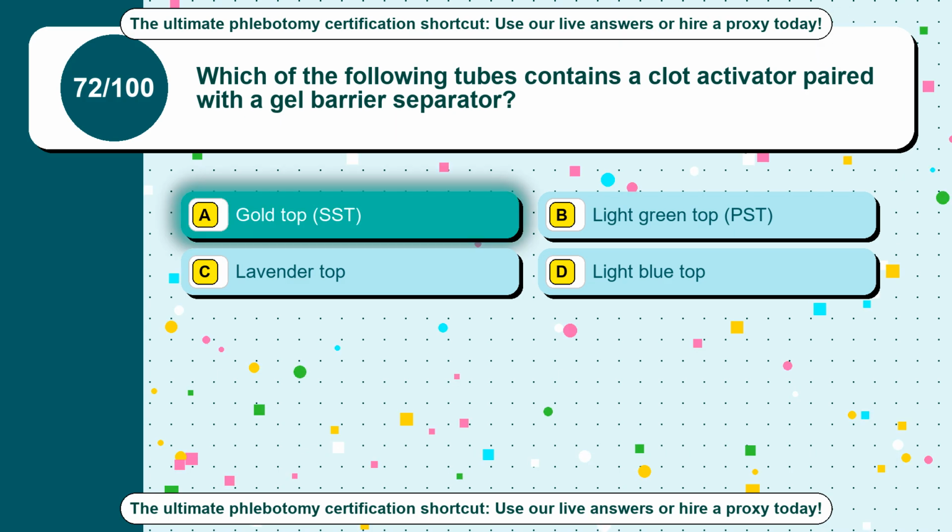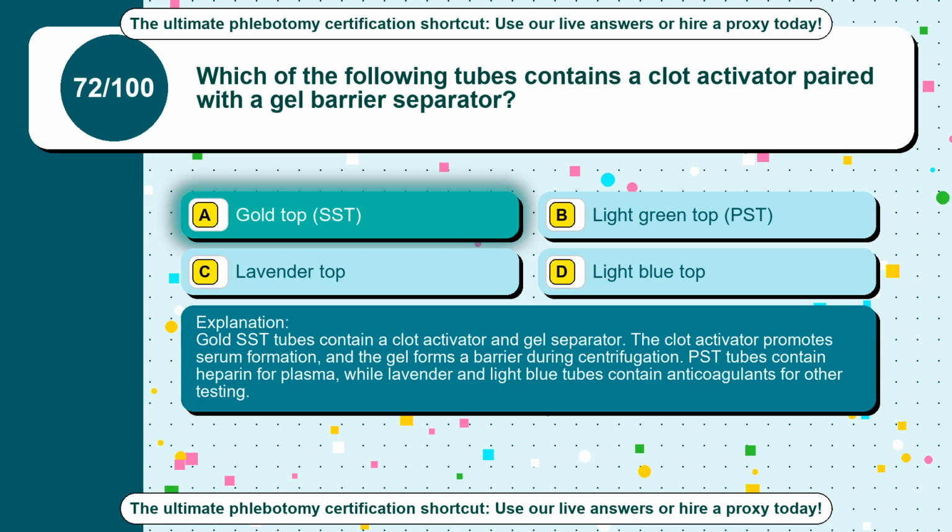Gold top, SSD. Gold SST tubes contain a clot activator and gel separator. The clot activator promotes serum formation, and the gel forms a barrier during centrifugation. PSD tubes contain heparin for plasma, while lavender and light blue tubes contain anticoagulants for other testing.